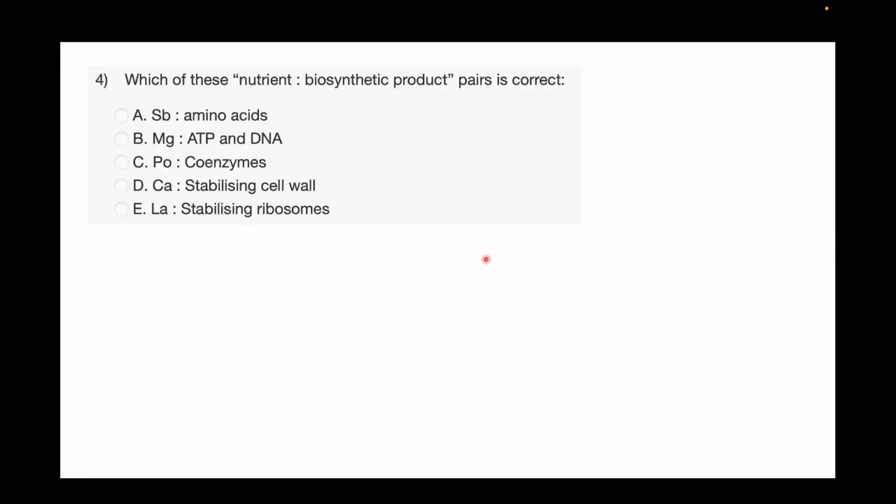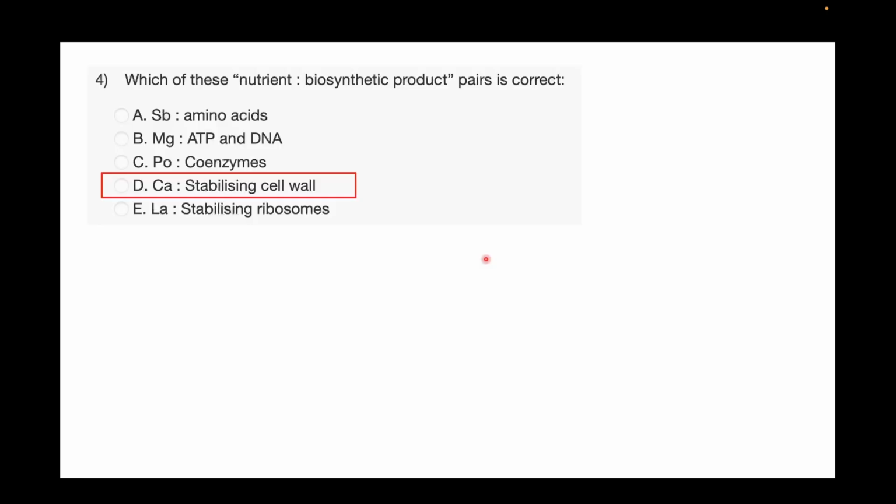Okay, I think it's enough time. Coming back to this question, we spent a lot of time on this. Which of these nutrient biosynthetic product pairs is correct? And Ashwini has answered option B. Let us see what is the correct answer. The correct answer is D, calcium stabilizing cell wall.